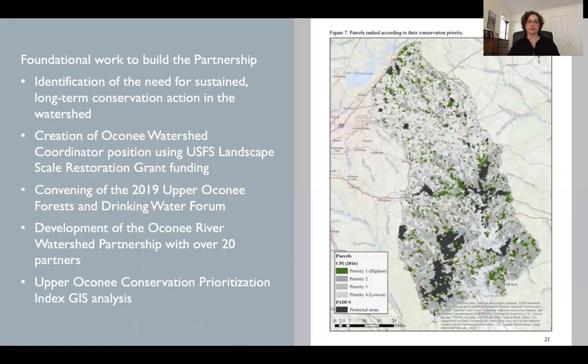There's been a lot of foundational work to build the partnership in the watershed. Our primary goal was to identify the need for sustained long-term conservation action in the watershed. We were able to create the Oconee Watershed Coordinator position using the Landscape Scale Restoration Grant funding through the Georgia Forestry Commission. In 2019, we hosted the Upper Oconee Forest and Drinking Water Forum, which convened over 40 professionals to discuss water fund development in the Upper Oconee watershed. Development of the Oconee River Watershed Partnership has recruited over 20 partners, and our Upper Oconee Conservation Prioritization Index GIS analysis was completed in spring 2020.